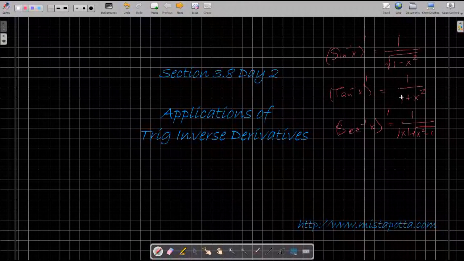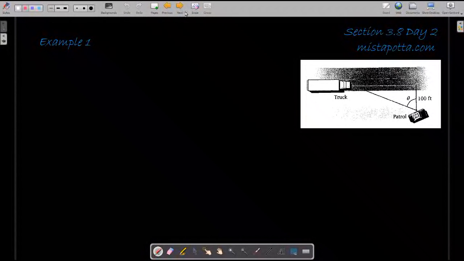trig inverse derivatives. Now these applications come from Paul Foerster's book, Calculus Concepts and Applications. Paul Foerster does wonderful applications. If you get a chance to use his book in your classroom, it's a wonderful book to use.